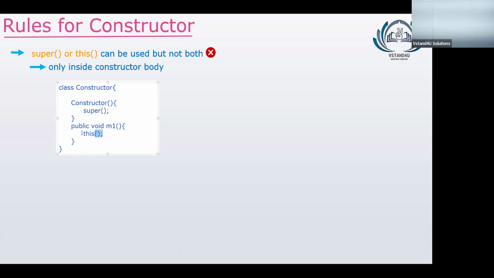So whenever you are calling this constructor call or super constructor call, both must be there as part of the constructor body as the first line. These are the only places they can be called. Are you getting my point? This constructor call and super constructor call can be called only from the constructor body and must always be the first line. Both can be called, but not together.